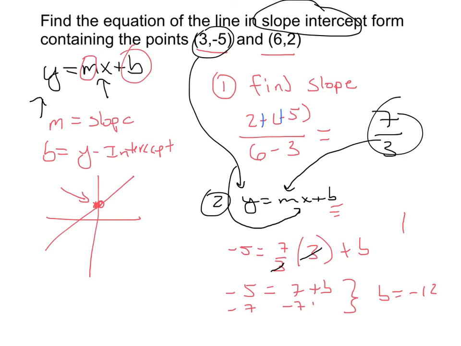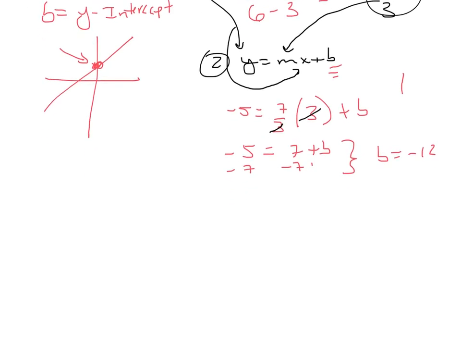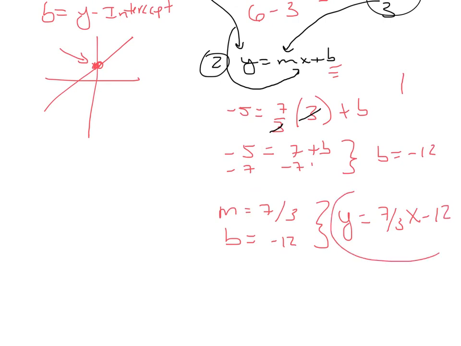So now I can put everything together. We know that the slope was equal to 7/3, and we know b is equal to -12. So I can say y = 7/3 x - 12. And this is how we get the equation of a line in slope-intercept form.